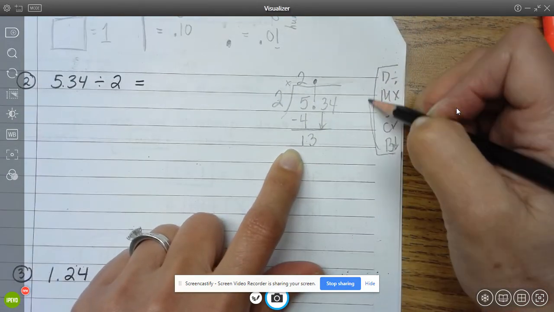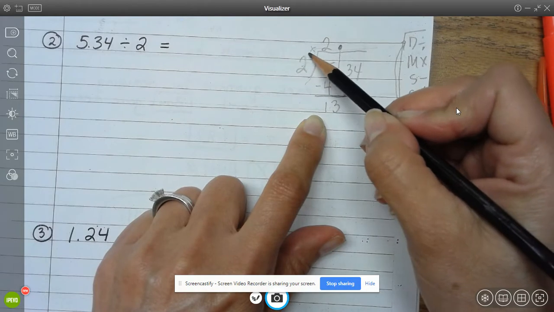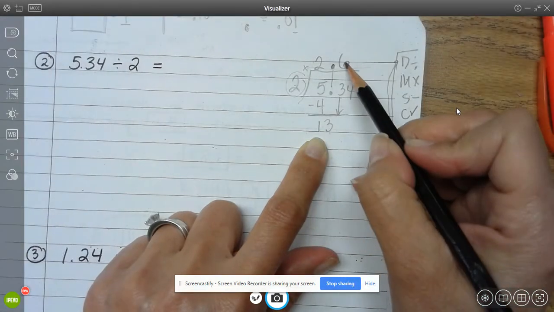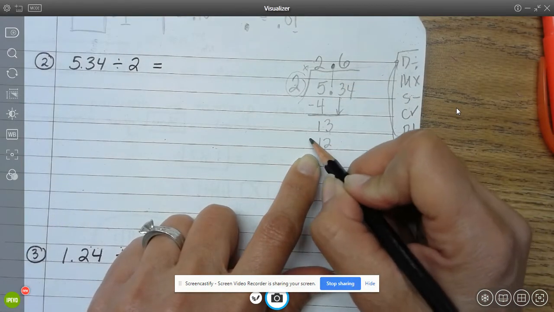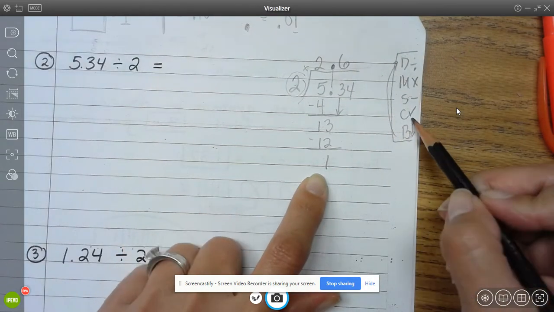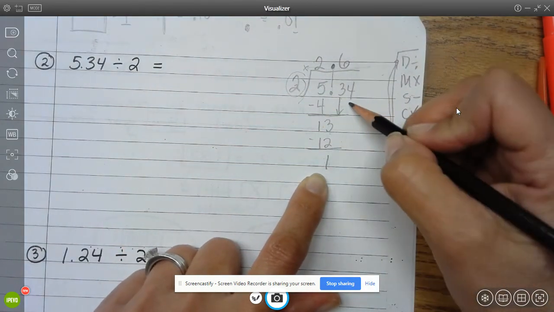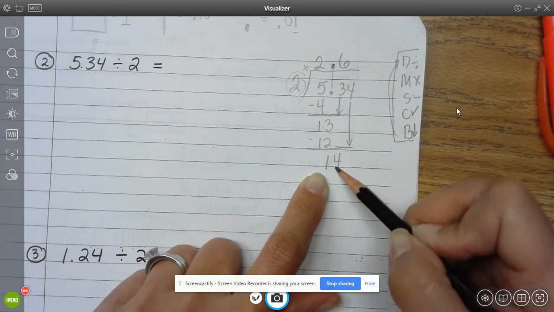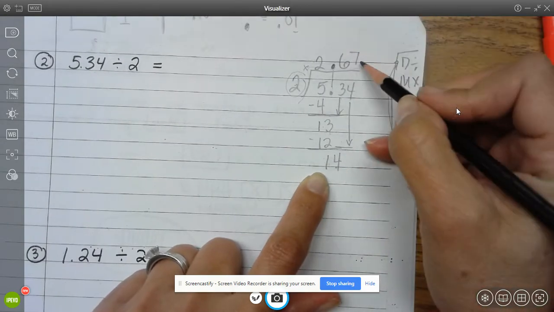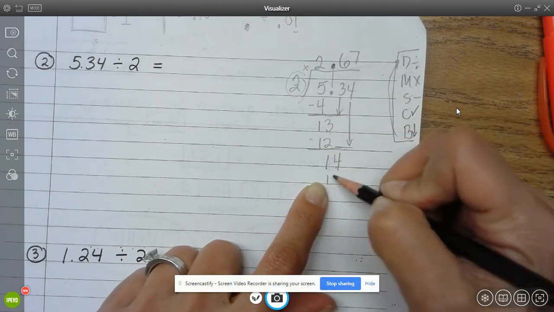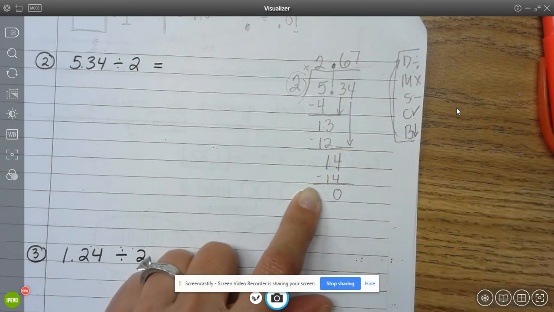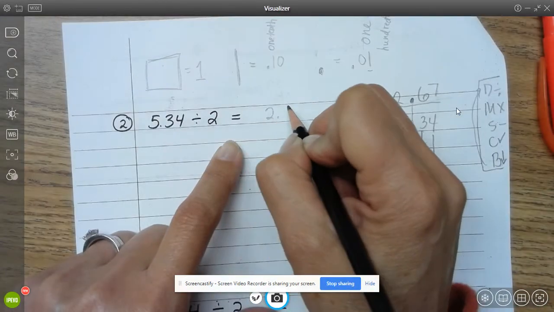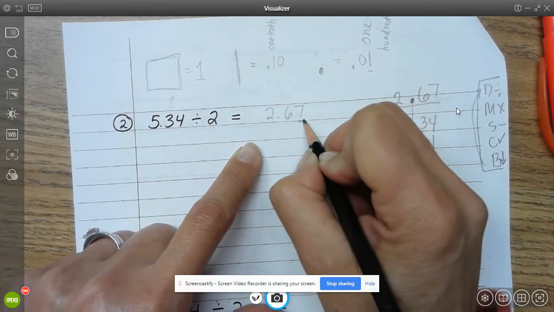I go back to the top, back to dividing. How many times does 2 go into 13? Right? 6 times. Now I multiply. 6 times 2 is 12. Subtract. Check. 1 is smaller than 2. I bring down my last number. Okay, how many times does 2 go into 14? 7 times, right? Multiply. 7 times 2 is 14. I have no remainder. I have nothing else to bring down. So my answer is going to be 2 and 67 hundredths.